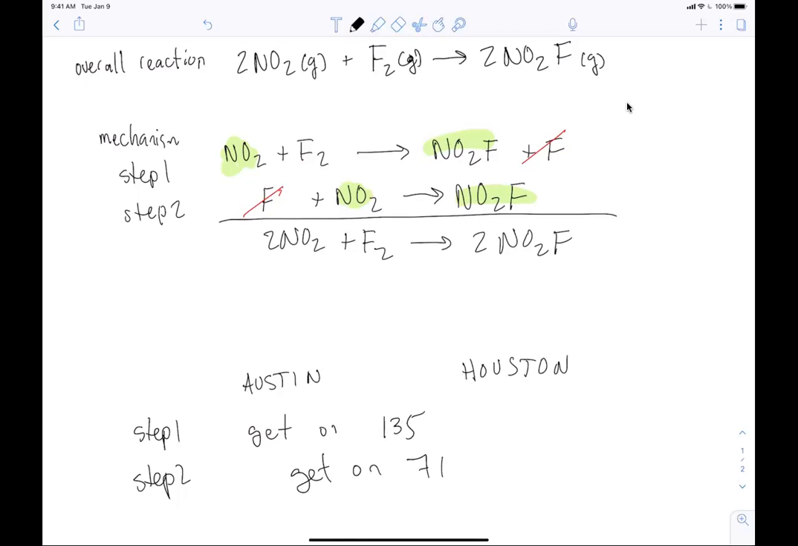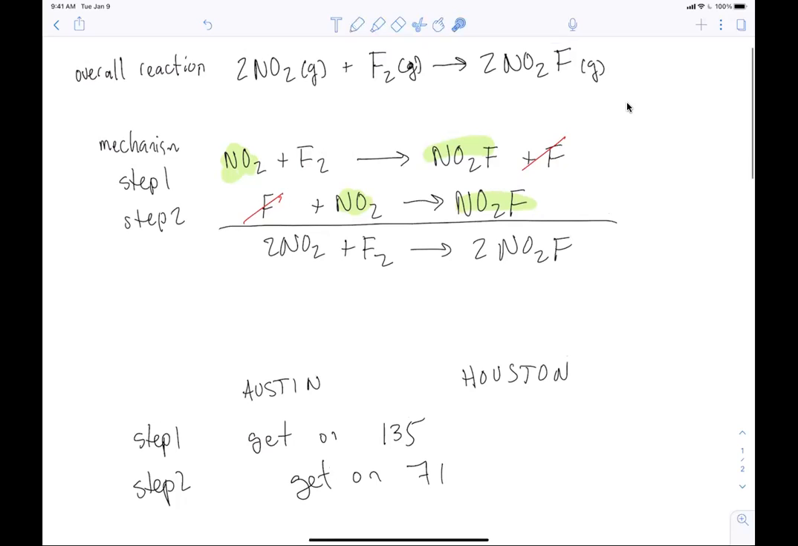So the overall reaction, which is what we've been talking about, describes a lot of things. Like if somebody asks, where are you going? You say, I'm going to Houston. That's pretty useful information. But if they need more detail, they might ask, how are you getting there? Okay, I'm getting on 35 and then I'm getting on 71 from 35. Does that make sense?